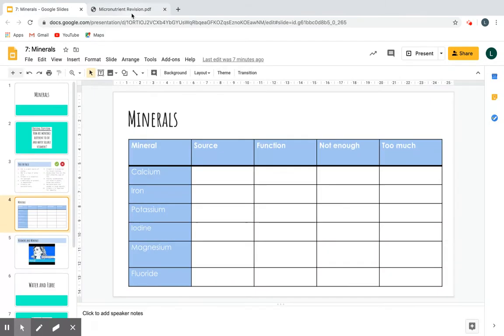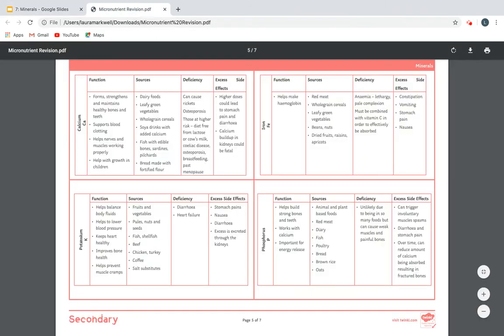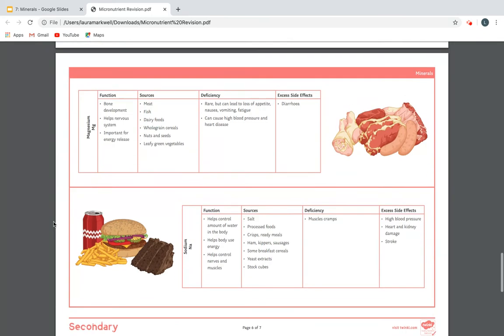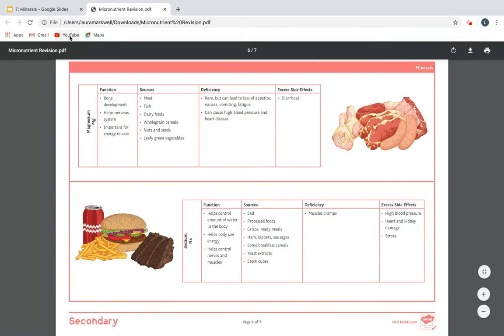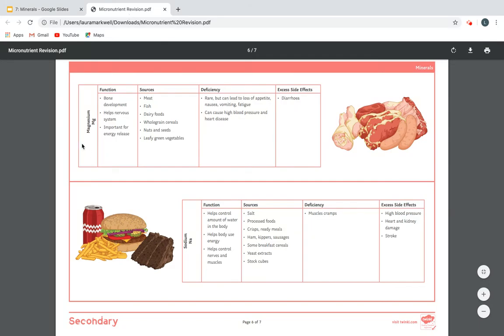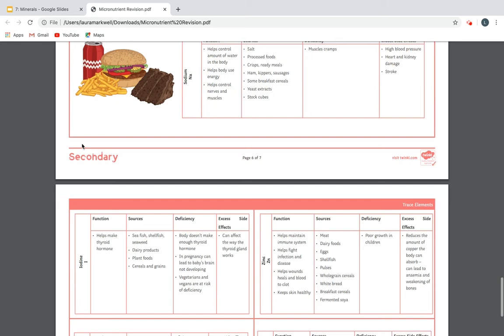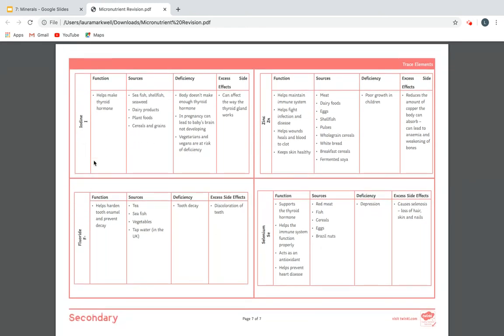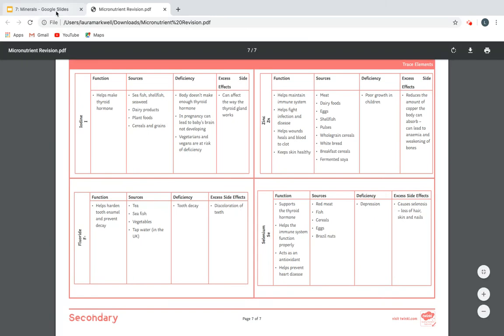What other minerals did we have? We have potassium. So here we've got potassium. If we scroll down, did we need magnesium or sodium? We did. We've got magnesium just here. And this is our last page, okay? We've got fluoride and we've got iodine. So just check your answers against this little Bible on micronutrients and make sure that you have got all the correct information jotted down.